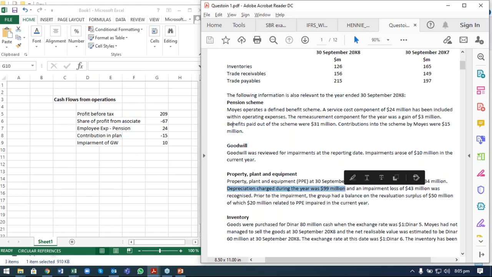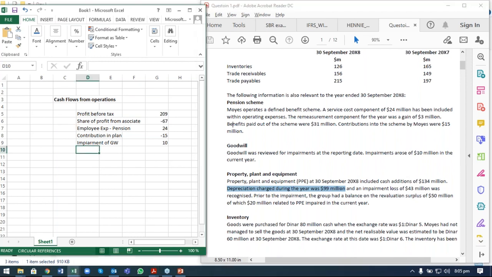The depreciation charge during the year was 99 million. So this depreciation should be charged to this profit before tax, and this profit before tax was reduced. So we're going to reverse this depreciation charge. Right? So I'm going to reverse this 99 million, as with this expense, this depreciation charge, the profit was reduced. I'm going to increase it back.